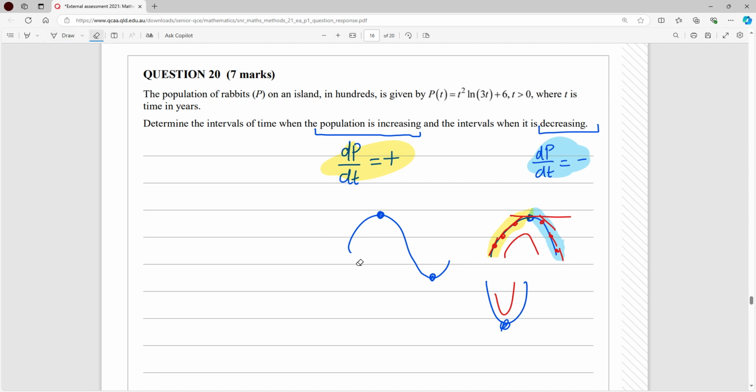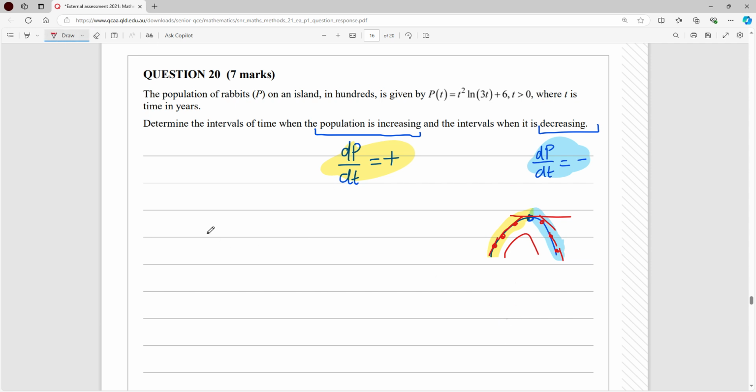We need to find the first and second derivative. The reason we need the second derivative is because we need to know whether it's a maximum, whether it's going from a positive to a negative, or a negative to a positive. So first of all, just start differentiating. If you didn't know what to do in this question, just start differentiating.